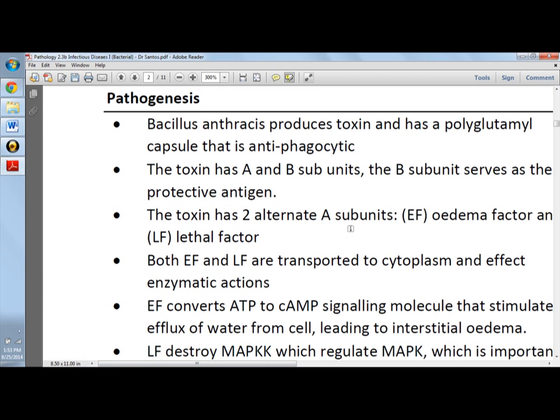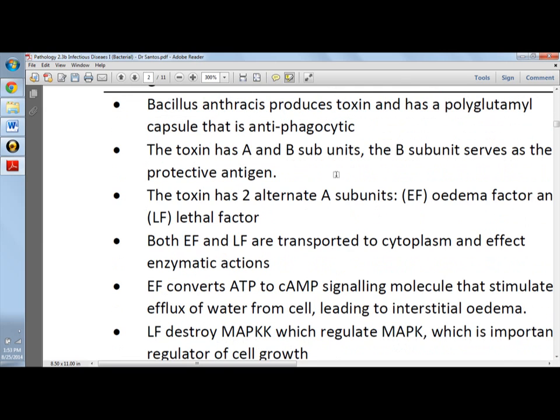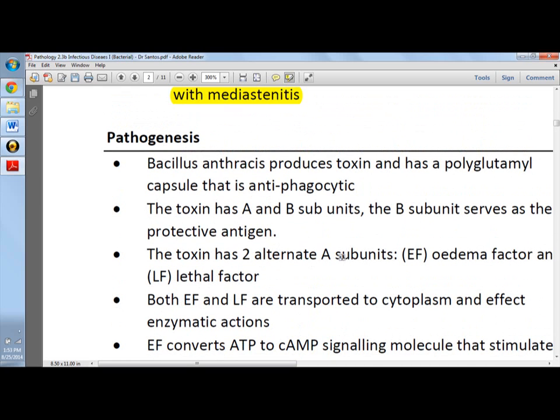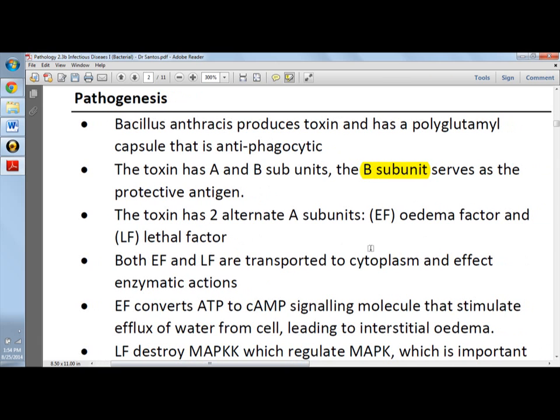Okay, pathogenesis. Bacillus anthracis produces a toxin and has a polyglutamyl capsule that is antiphagocytic. The toxin has A and B subunits. The B subunit serves as the protective antigen. Again, whoever has the antibody against the B subunit, it's very important, will not be affected by anthrax. The toxin has two alternate alpha or A subunits: edema factor and lethal factor.